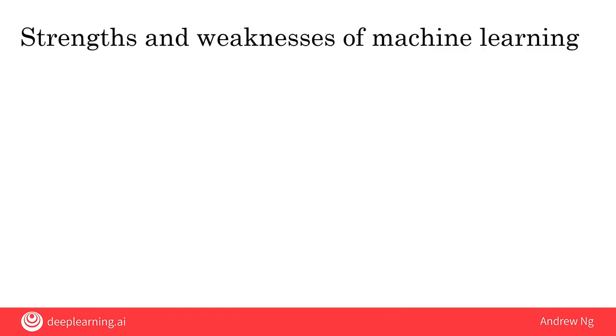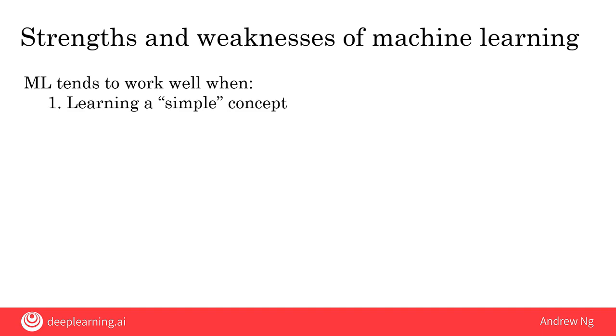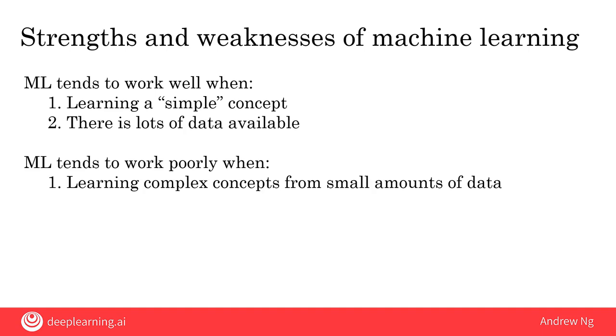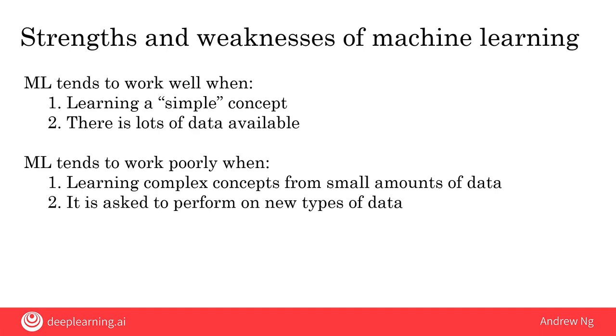To summarize, here are some of the strengths and weaknesses of machine learning. Machine learning tends to work well when you're trying to learn a simple concept, such as something that you could do with less than a second of mental thought, and when there's lots of data available. Machine learning tends to work poorly when you're trying to learn a complex concept from small amounts of data. A second underappreciated weakness of AI is that it tends to do poorly when it's asked to perform on new types of data that's different than the data it has seen in your dataset.